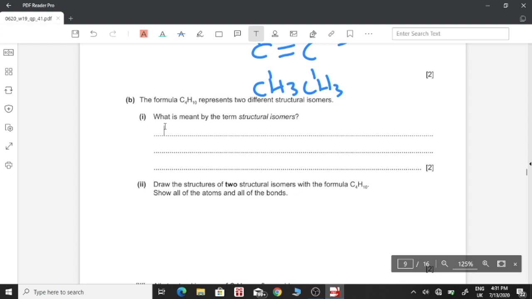So we can have this as substances with the same molecular formula, since the number of atoms in the compound will always be the same. The only difference will be the position of the double bond.